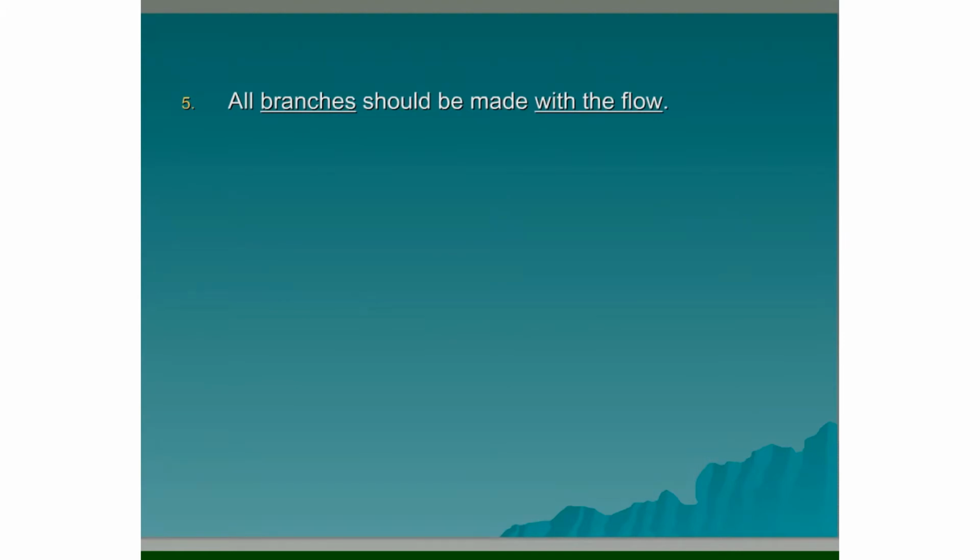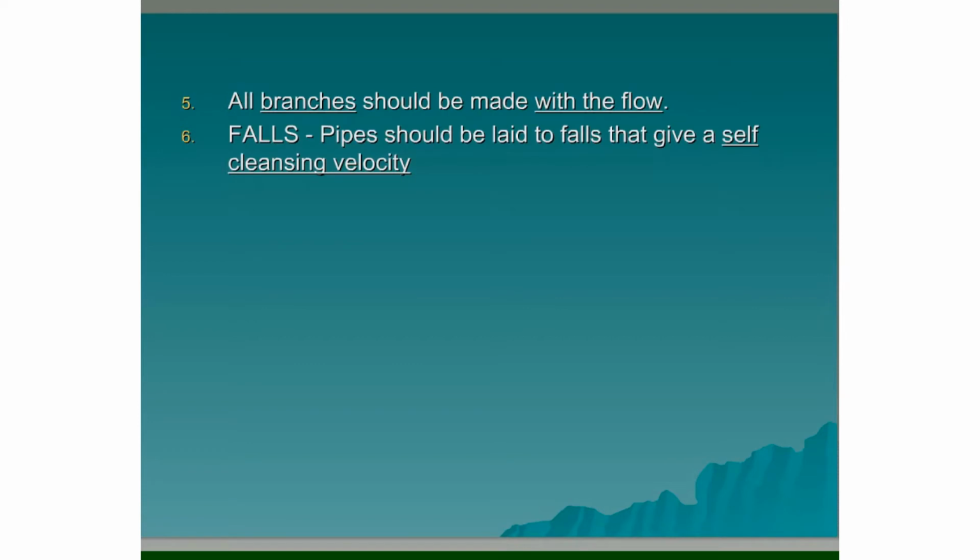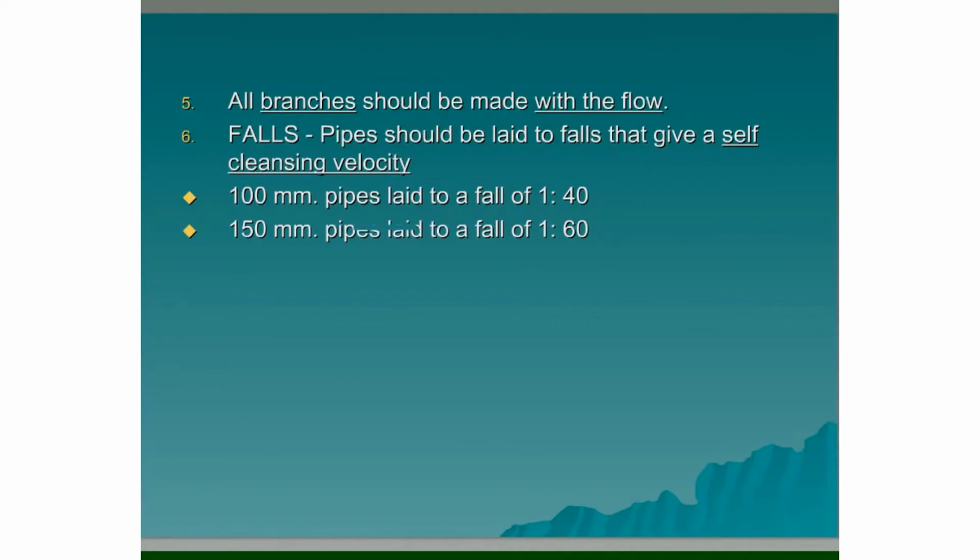5. All branches should be made with the flow. 6. Falls. Pipes should be laid to falls that give a self-cleansing velocity. For a 100 mm diameter pipe, the recommended fall is 1 in 40. For a 150 mm diameter pipe, the recommended fall is 1 in 60. And for a 225 mm diameter pipe, the recommended fall is 1 in 90.